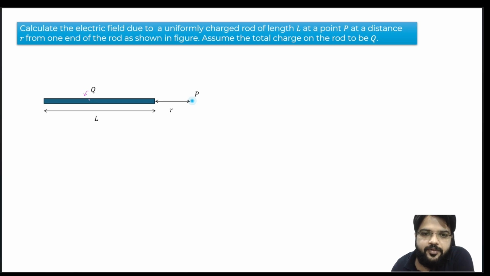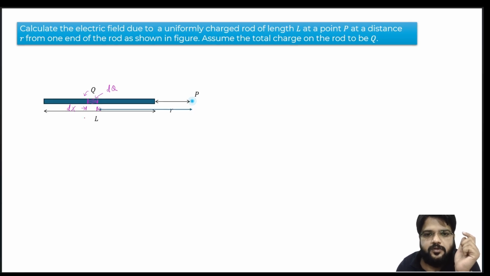First of all, I am considering one small element on this rod, and let's suppose the length of this element is dx. So the length of this element is dx, everyone, and the charge present on this small element is dq, correct? And the distance between this element and this P point is what? It is x. So this distance is x, everyone. All right, so this is x, and this distance is r. Already this thing is given in the question.